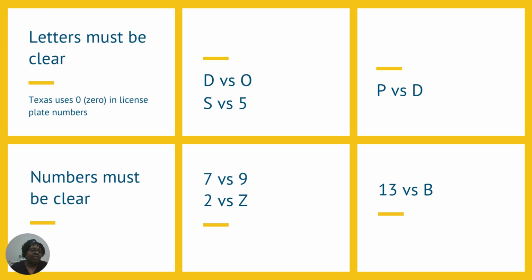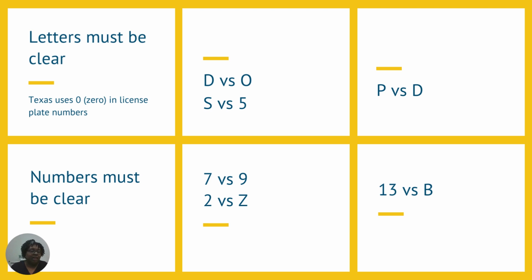Okay, one thing to know is that Texas does not use the letter O in license plates. They use the number 0. So if you want to make it clear, you can put a line through the circle to make it clear that that's a 0. Make sure your D's don't look like O's and your O's don't look like D's.